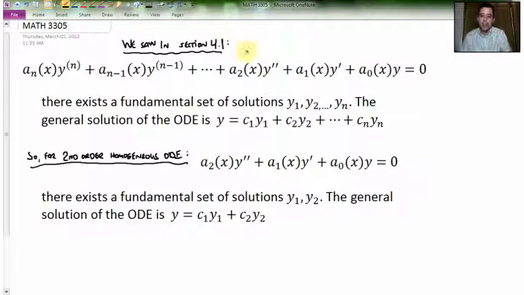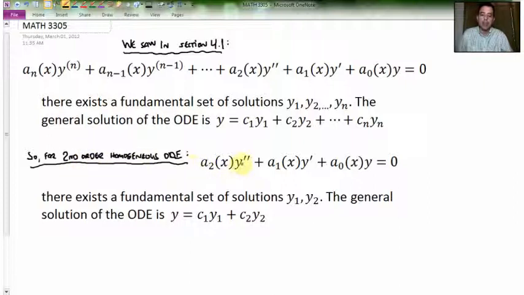Just to summarize, in section 4.1 we saw that if we have a homogeneous linear ODE of nth order, then two theorems guarantee that there exist solutions. There is a fundamental set of solutions, there are n of them, they're all linearly independent, and therefore you can construct the general solution, which yields any other solution for that ODE. So when n is 2, that's the second order homogeneous ODE.